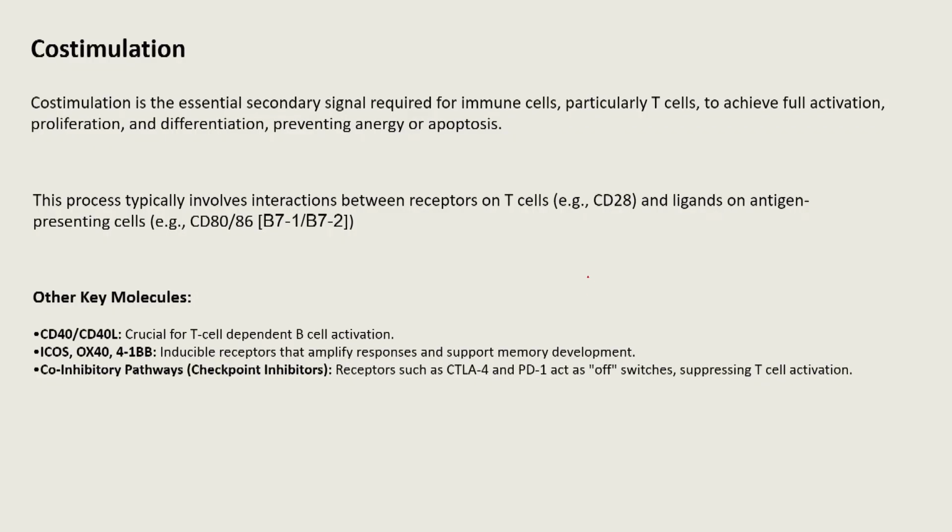Co-stimulation is the essential secondary signal required for the immune cell, particularly the T cell population, to achieve full activation, proliferation and differentiation, preventing anergy or apoptosis. Each and every term is specific here. These are particularly important for the T cell, although we do have co-stimulation in the B cell as well, but generally when we talk about co-stimulation, it's mostly from the T cell point of view.